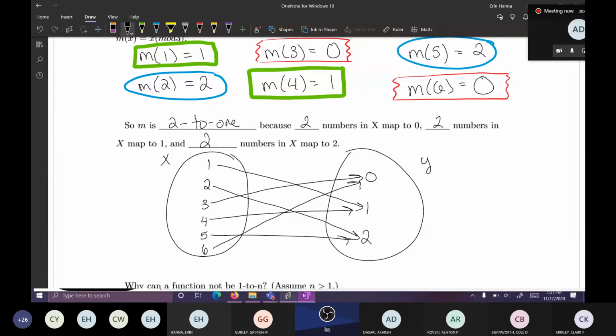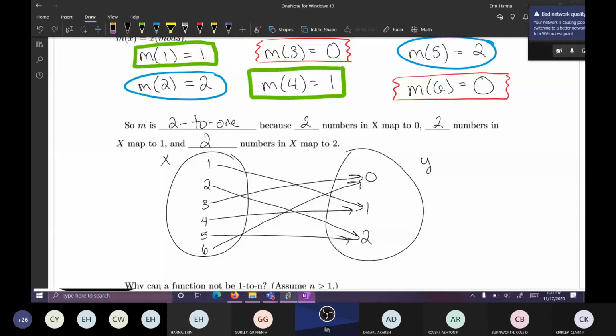When you draw it out like this, it's easy to see that all of the inputs only go to one thing, so that's good because that's what we need to be a function. But each output has 2 arrows coming into it. So it'd be 3 to 1 if we needed each one of those outputs to have 3 arrows. If it was 4 to 1, they'd need 4 arrows, and so on and so forth.